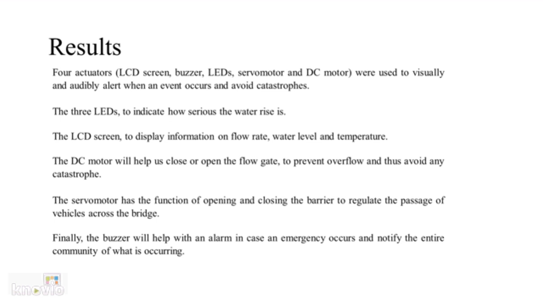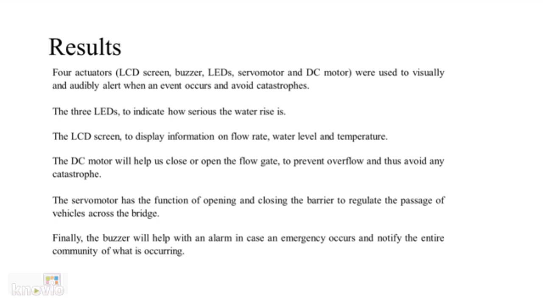The three LEDs indicate how serious the water rise is, and the LCD screen displays information on flow rate, water level, and temperature. The DC motor will help us close or open the flow gate to prevent overflow and thus avoid any catastrophe. The servo motor has the function of opening and closing the barrier to regulate the passage of vehicles across the bridge. And finally, the buzzer will help with an alarm in case an emergency occurs and notify the entire community of what is occurring.